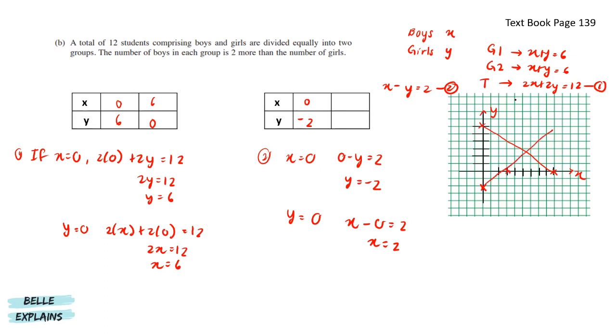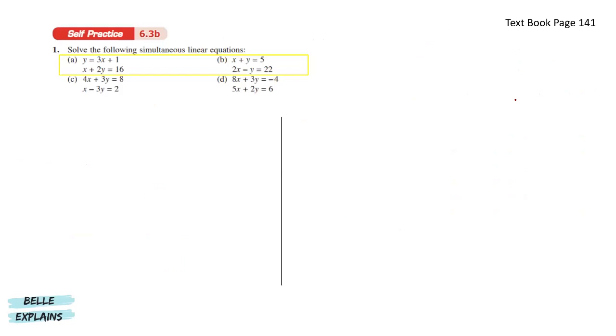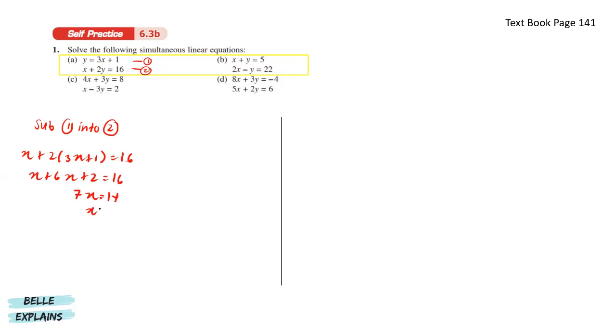Moving on to Self-Practice 6.3b. Solve the following simultaneous linear equations. For a, we have two equations here. Let's sub equation 1 into equation 2. That gives us x plus 2(3x plus 1) equals 16. Let's expand the bracket to find the value of x first. So here we get the value of x at 2.